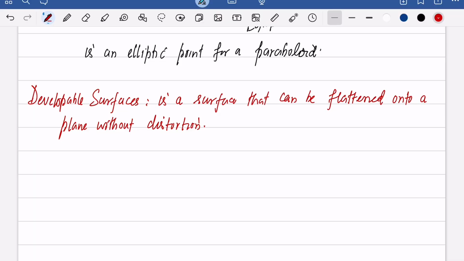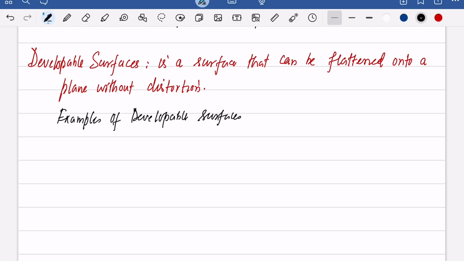Now here we take up some common examples of developable surfaces. So there are some examples that are basic developable surfaces. First of all, suppose we take a plane. Now a plane is itself a developable surface. It is trivially developable. And second, if we take a cylinder.